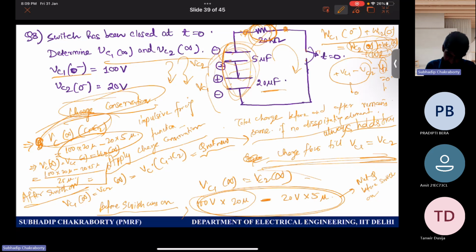So this gives me how much? 1900 divided by 25, right? So 76 volts I am getting, okay? Both should be equal to 76 volts.